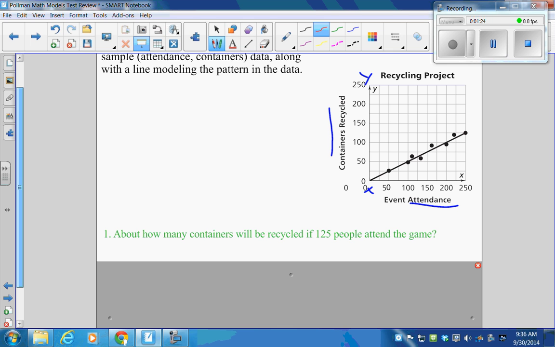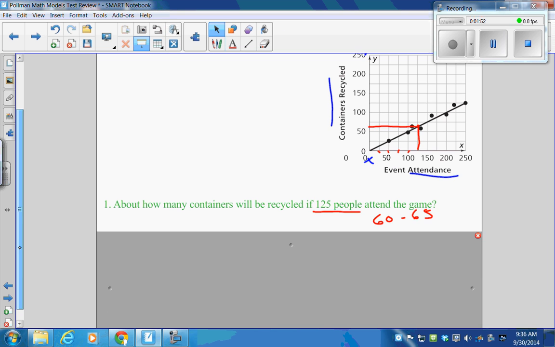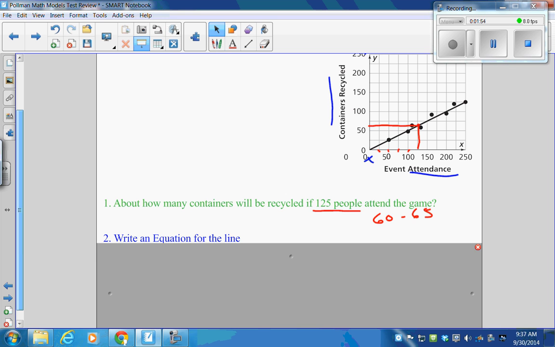Alright, so you'll have a couple of type problems like this on the test. So we know if 125 people attend the game, my attendance, we have to look up, every line goes up by 25s. So if I have 125, that's that line right there, and it crosses my axis right there, which is right above 50. So if you had 60 or 65, that would probably be about correct. There's a couple problems like this where you just have to read your graph, and if you know how to read it, it's a very simple problem. Let's get a little bit more challenging.